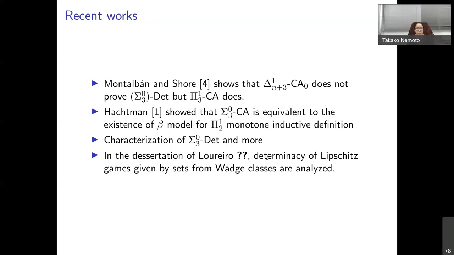In the dissertation, determinacy of Lipschitz games, which is a kind of variant of Wadge games, is analyzed. And in that analysis, Wadge graphs are also used. So this is a recent result. So that is what I can talk about today. And thank you very much for your attention.